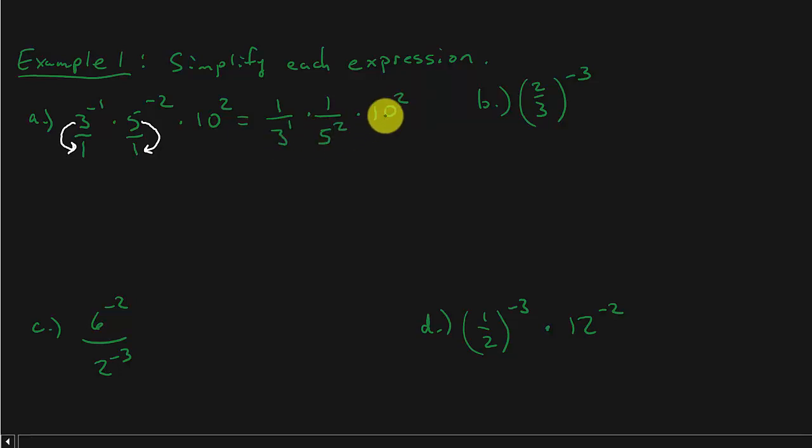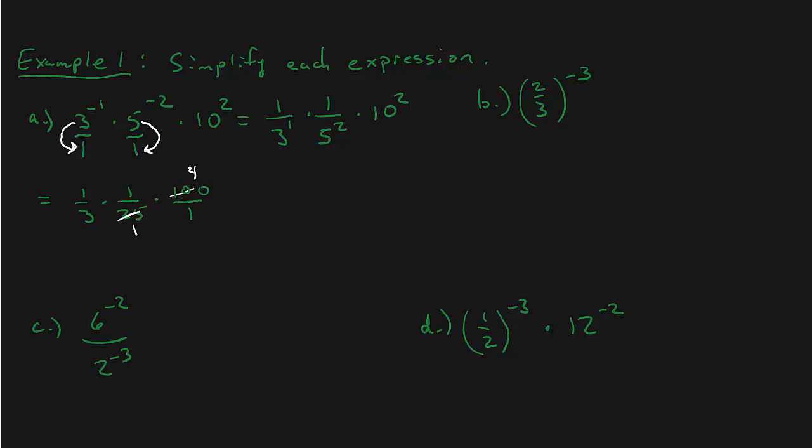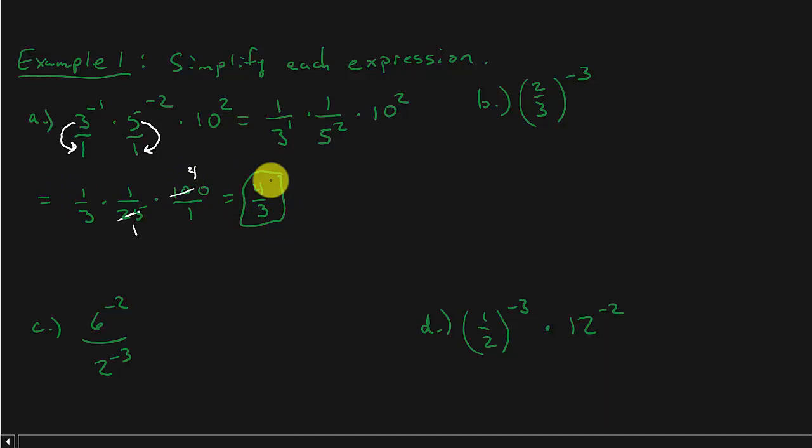But before we do that, let's take care of the exponents. So that's going to be 1/3 times 1 over 25 times, and then 10 squared is 100. And now I'm just multiplying. So we can see that 100 is over 1. And so let's cancel. That's going to cancel with this. I'm left with a 4 and a 1. And so this is going to leave me with 4/3 when I'm multiplying. And this is your answer. All right, let's do the next one.